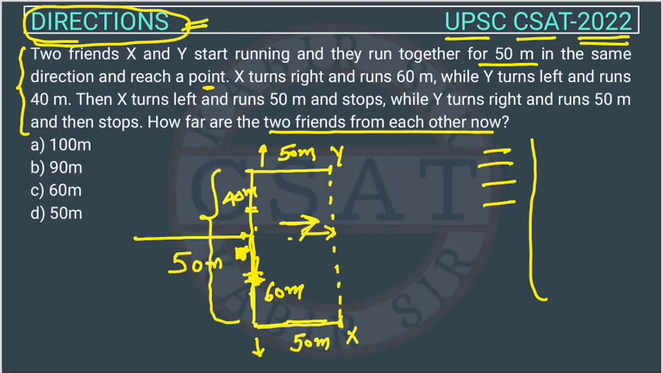So this distance is 60 plus 40, which is equal to 100. So they are 100 meters away from each other. So option A is the answer, right? This is the answer. See, this is a very easy question, right? You just have to keep track of right and left properly, then you will get the correct answer.